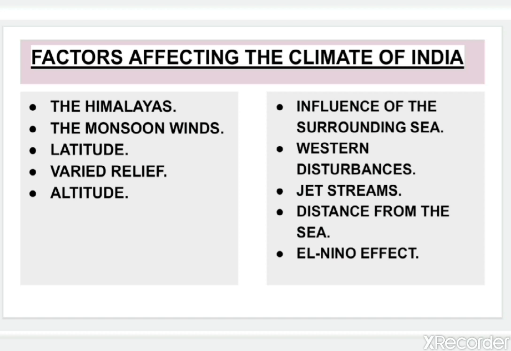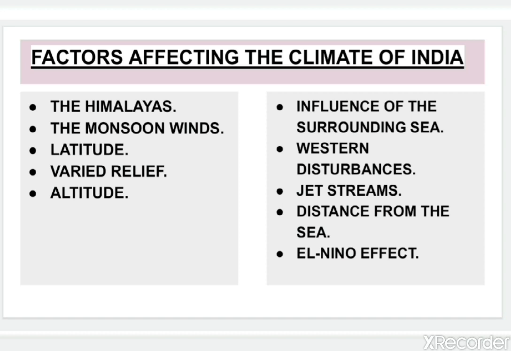Our last factor is the El Nino effect. Remember, El Nino is a warm ocean current which appears every 2 to 7 years off the coast of Peru. So El Nino is a warm ocean current which sometimes appears off the coast of Peru.